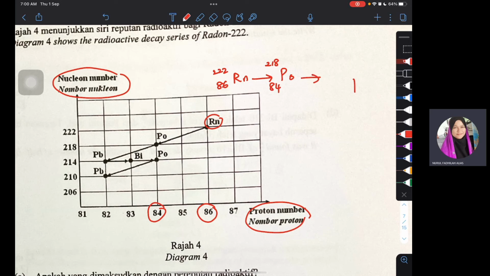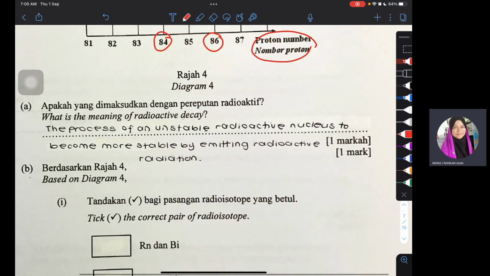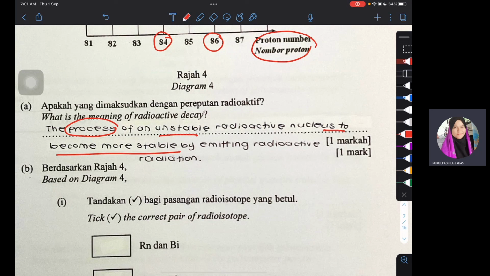Okay, and then you continue. Tapi dia tak minta pun buat. So ini untuk just for you to understand lah apa yang berlaku. Next, dia kata what is the meaning of radioactive decay? Okay, you kena hafal lah. It's a process. Good, unstable, to become stable. Excellent.